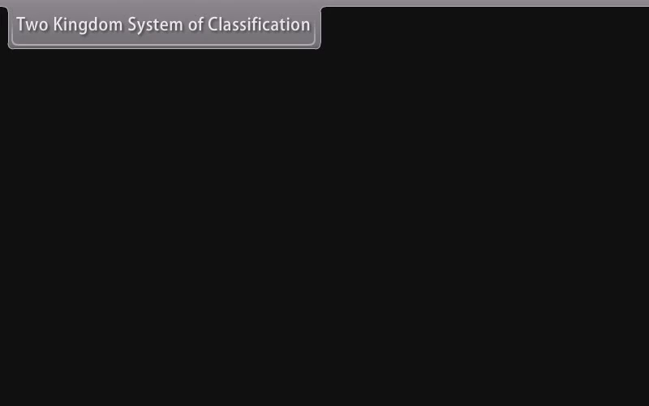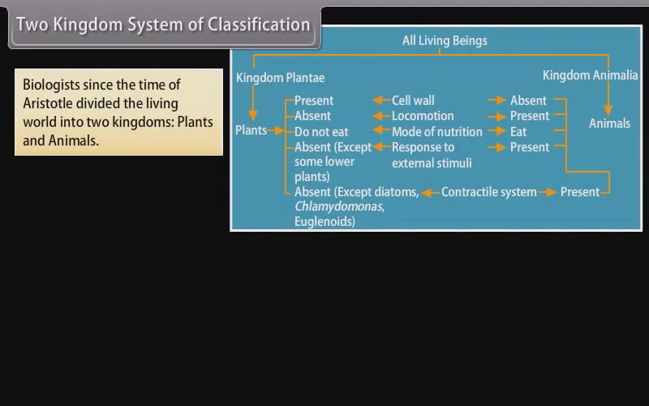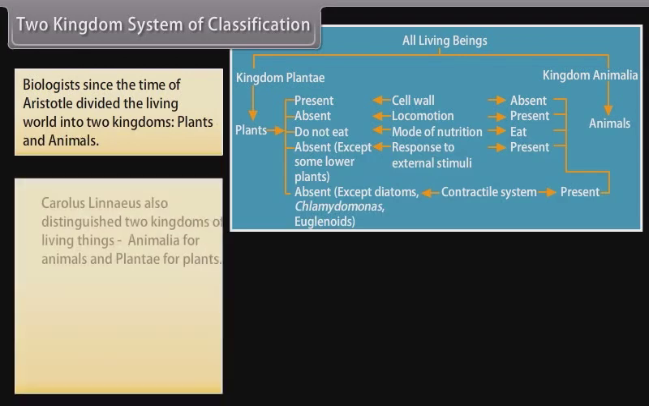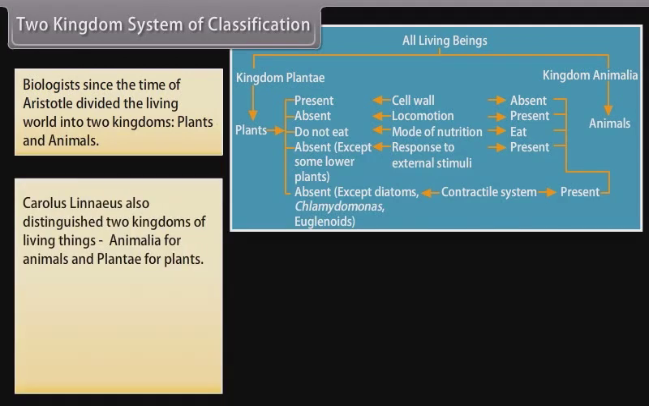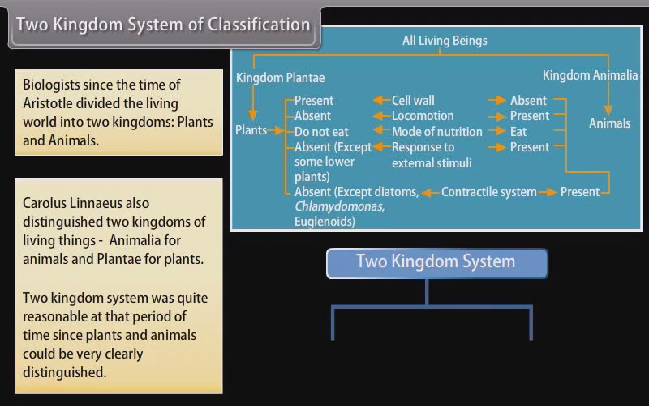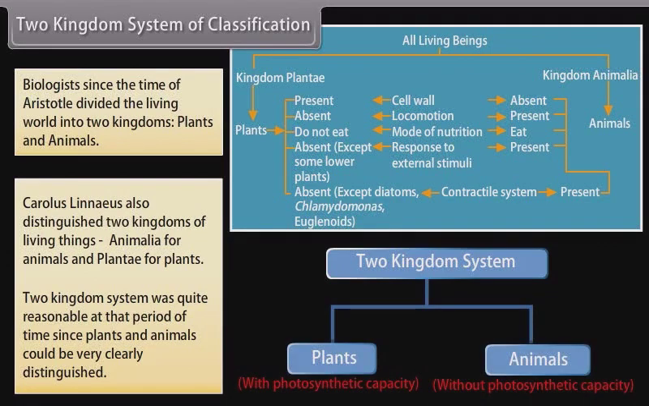Two kingdom system of classification. Biologists since the time of Aristotle divided the living world into two kingdoms, plants and animals. Carolus Linnaeus also distinguished two kingdoms of living things: Animalia for animals and Plantae for plants. Two kingdom system was quite reasonable at that period of time, since plants and animals could be very clearly distinguished.